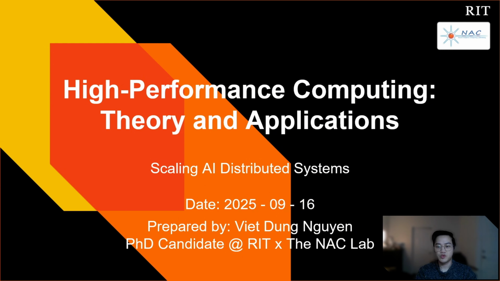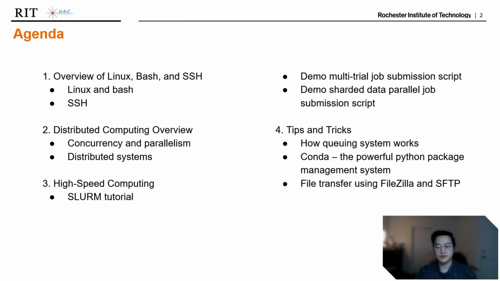In this talk, we are diving into the world of high-performance computing, or HPC. We will look at how to leverage HPC clusters to scale up AI systems and manage massive training pipelines. So, to achieve this, we want to learn a thing called SLURM, or Simple Linux Utility for Resource Management. To work with SLURM, we need to be able to understand Linux, Bash, and SSH. We also need to understand distributed computing theory as well.